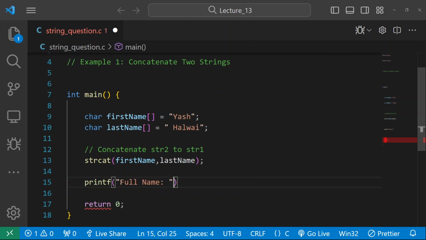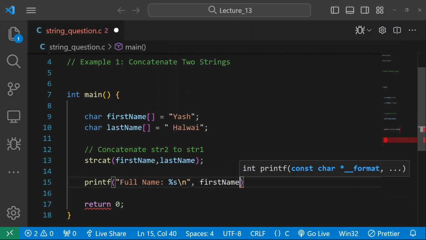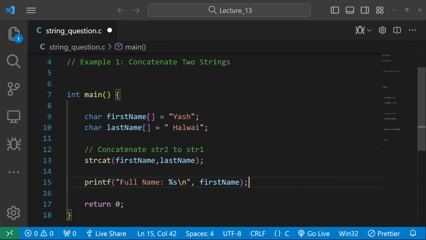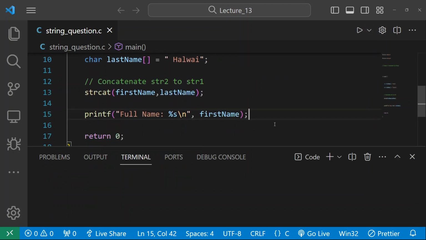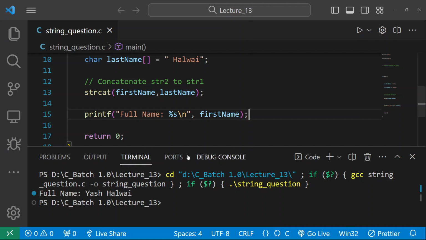Here I will write the %s format specifier, \n, comma, and then what will I write? Anyone can let me know. I'm doing concatenate str2 to str1, so here I will write only my first name. The reason I write first name, you can see from the result itself. Let me run it. You can see full name is Yash Alwai.